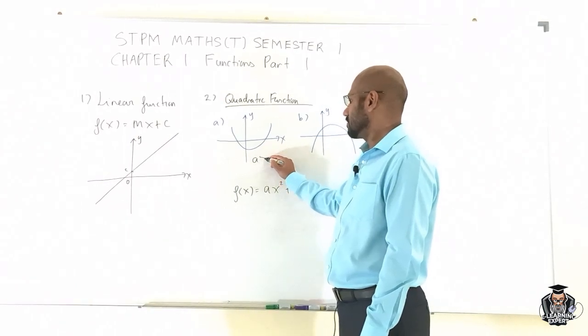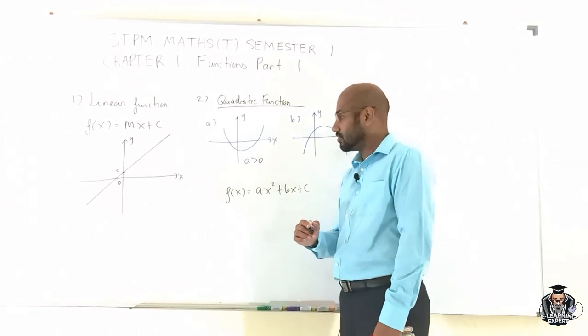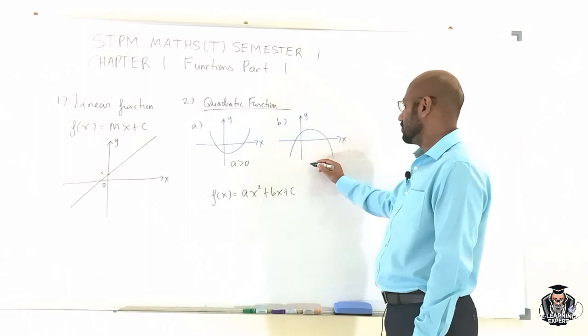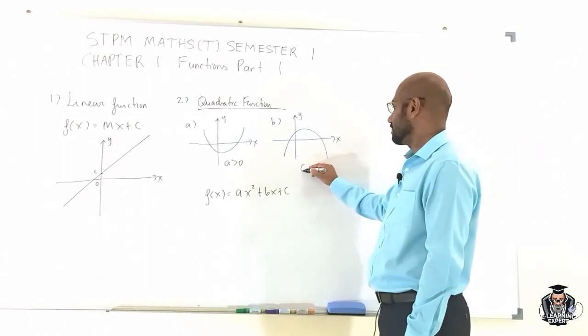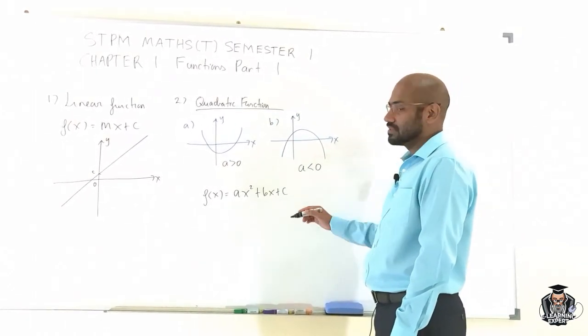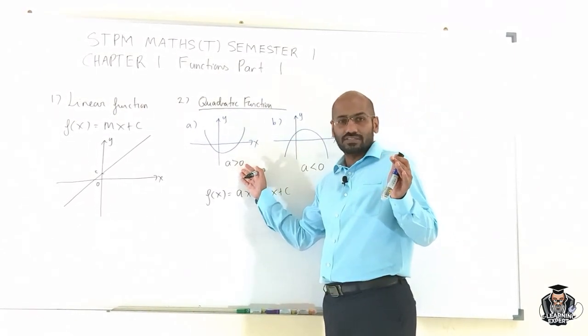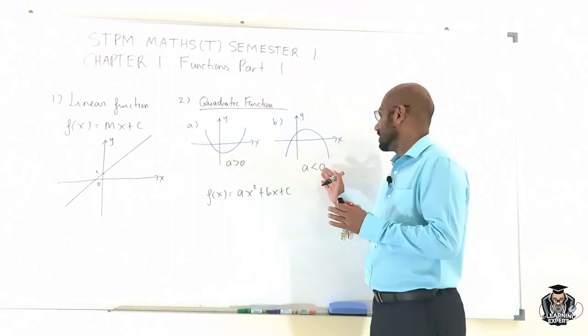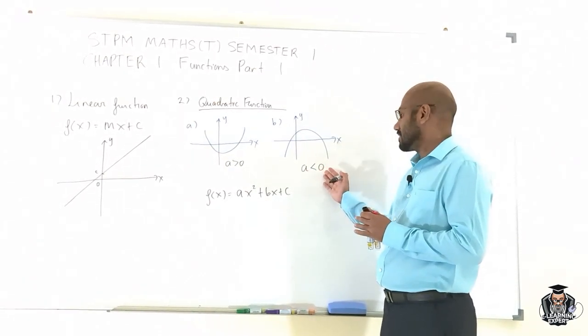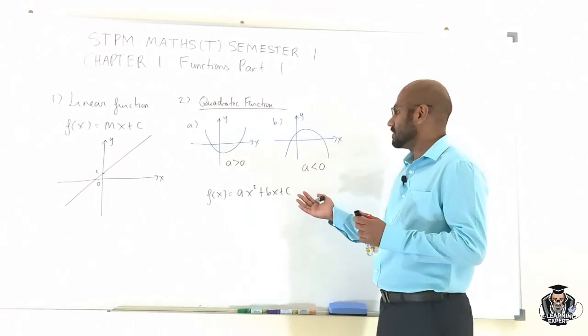So in this case, my a has to be greater than 0. And for a sad face, it follows negativity. So a is less than 0. So remember, if you're smiling, you're positive, greater than 0. And if you're sad, you're less than 0, a negative coefficient of a.